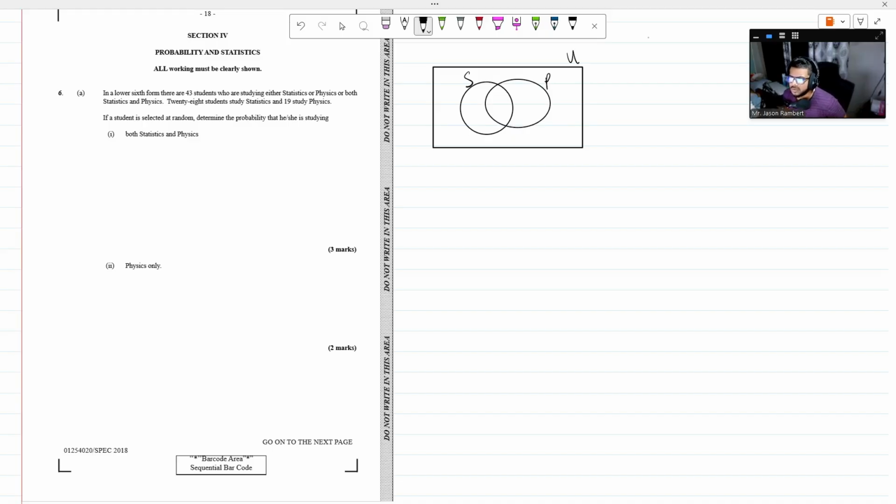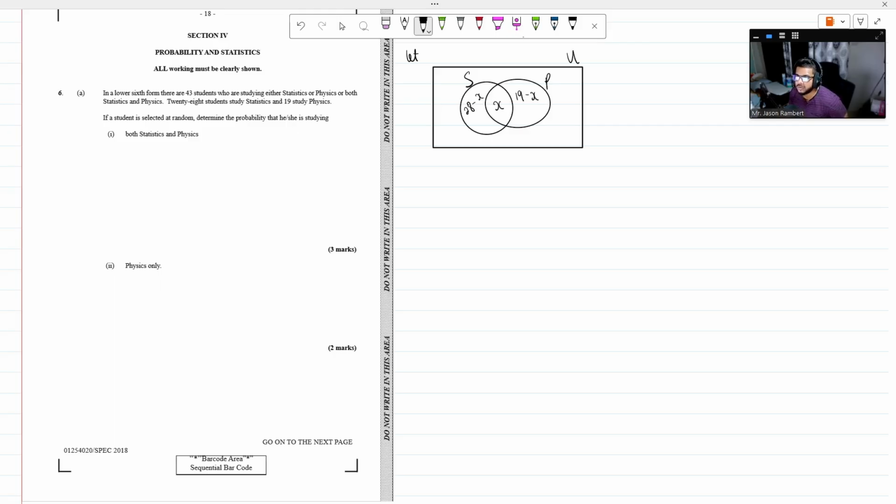So they say that 28 study statistics and 19 study physics. So I'm going to let this be X. If that is X, the people who study statistics is going to be 28, take away that X. And for physics, it's going to be 19, take away X. If a student is selected at random, determine the probability that he is studying both statistics and physics. So we have to calculate X, basically.